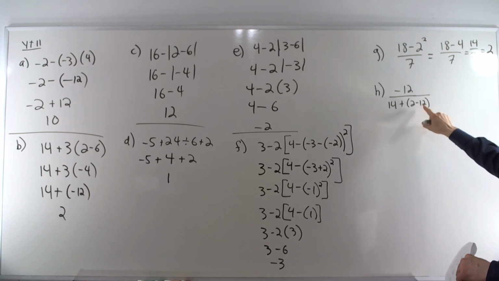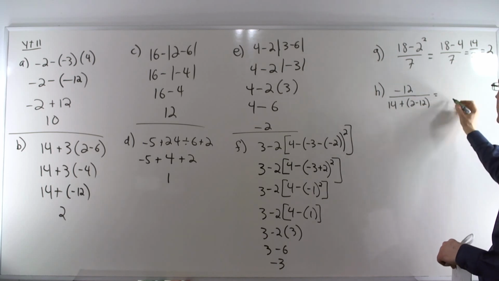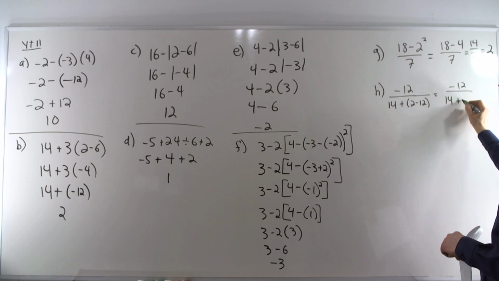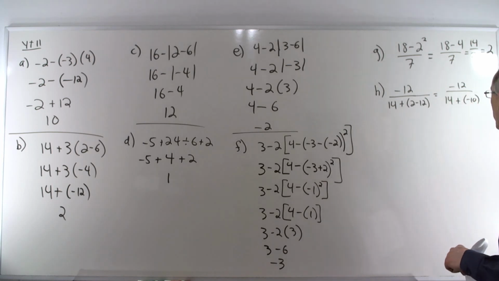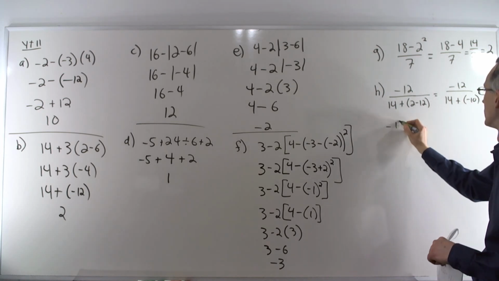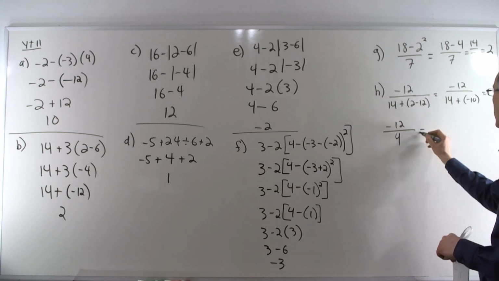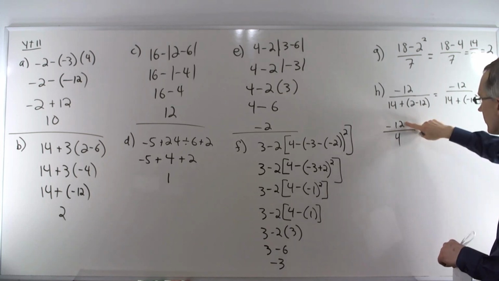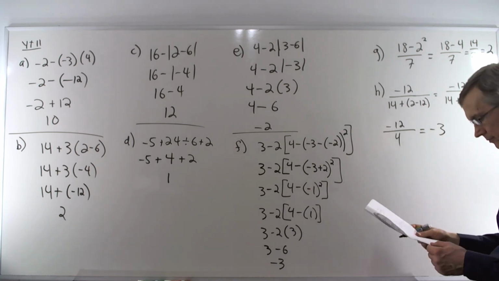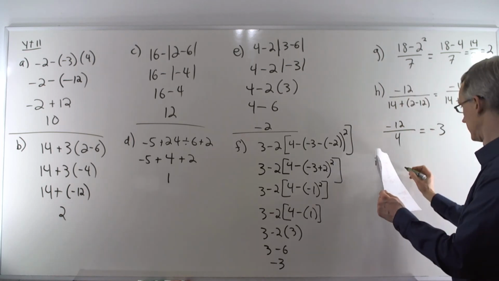So we're going to start in the denominator. Inside the grouping symbol, 2 minus 12. And that's -10. Now we'll finish off the bottom. Gives us 4. Dividing out, now that we're down to a single number on top, single number on bottom, we can divide to get -3. I.